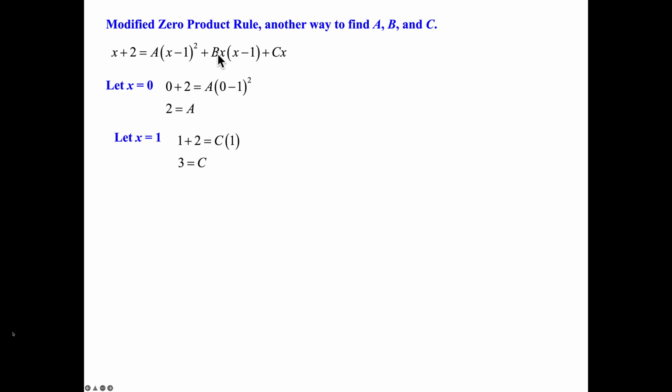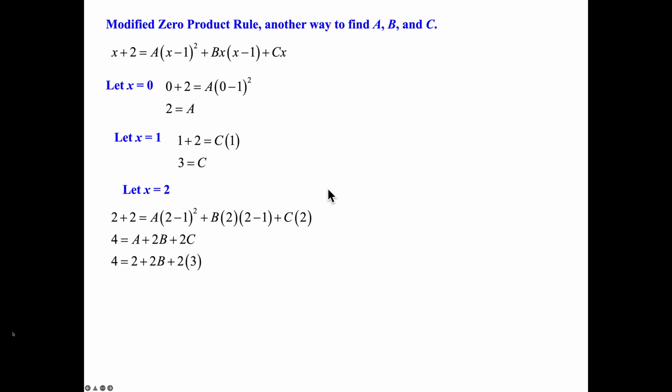Okay, how do you solve for B? You can't cancel these two out here without canceling this out. And that's what I don't like. So the author says, well, let x equal some other number, and we'll fill everything in for the x's, the A, and the C, and the B will be left, and then we'll just solve it.